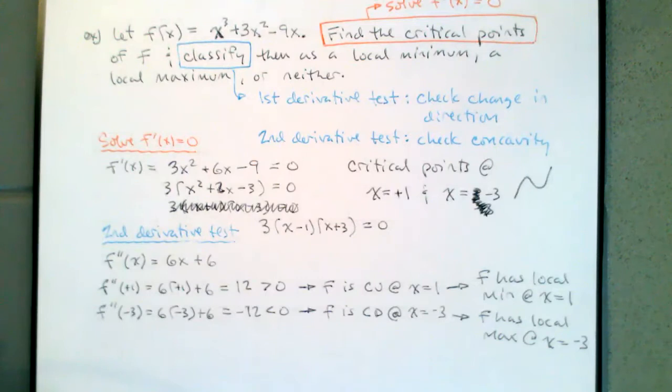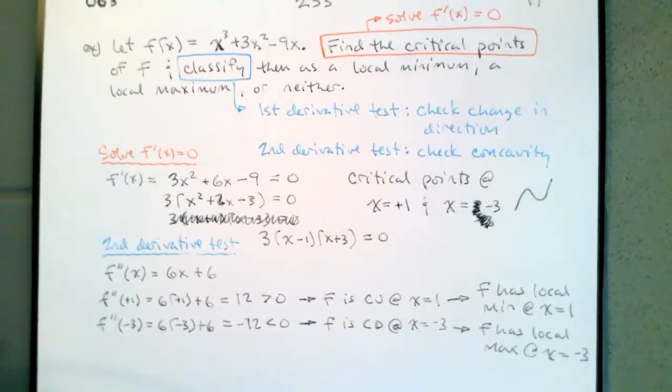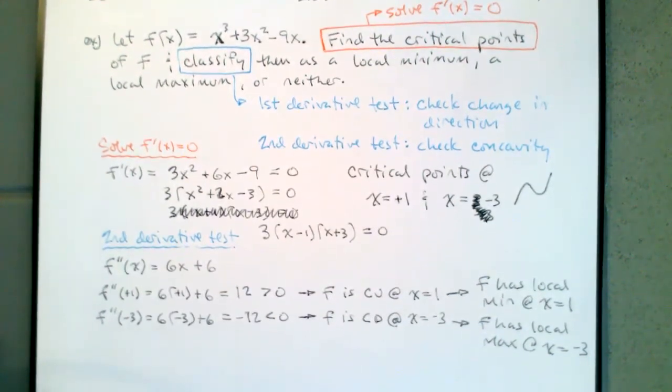So the overall picture is we wanted to find and classify critical points. We find the critical points by setting the first derivative equal to 0 and solving. Then we classify the critical points by looking at the second derivative. Any questions?